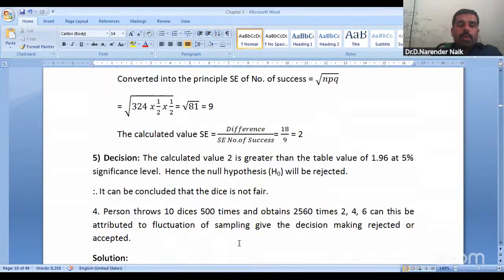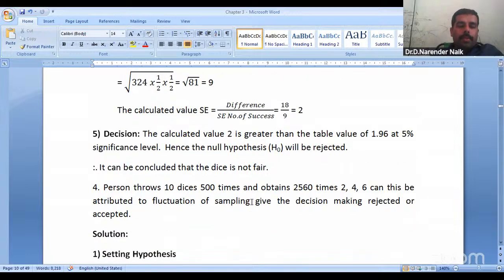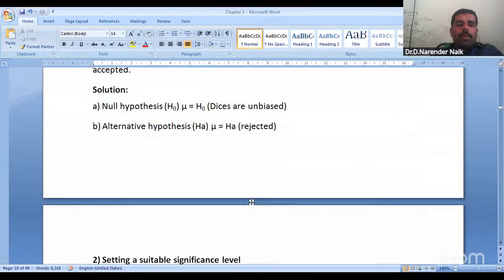2. So the calculated value 2 is greater than the table value of 1.96 at 5% significance level. Hence the null hypothesis H naught will be rejected. So it can be concluded the dice is not fair. Okay, in this way we have to do.